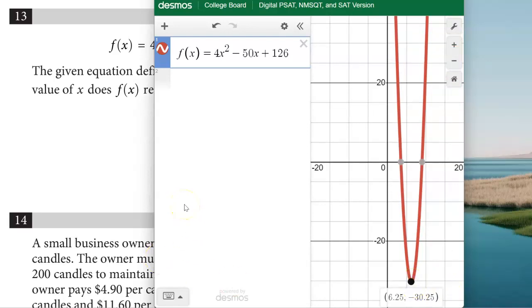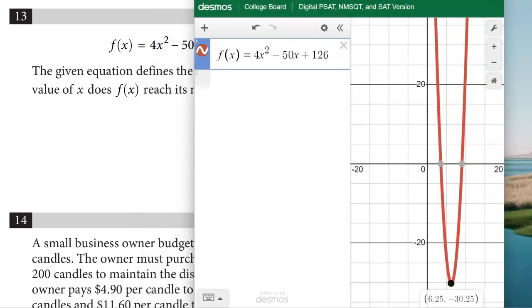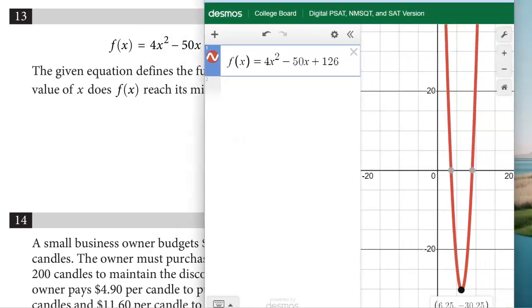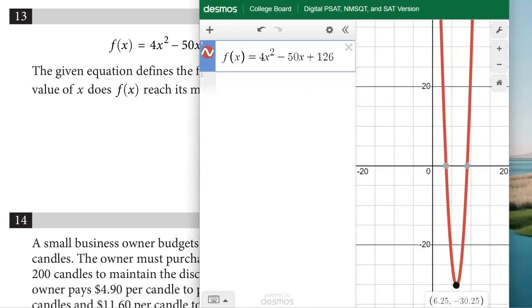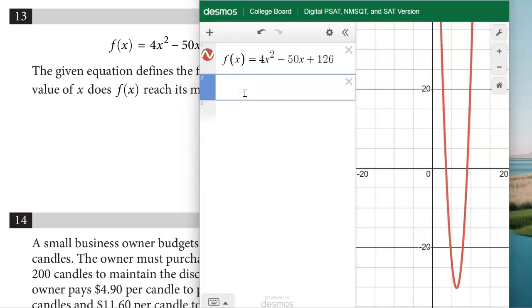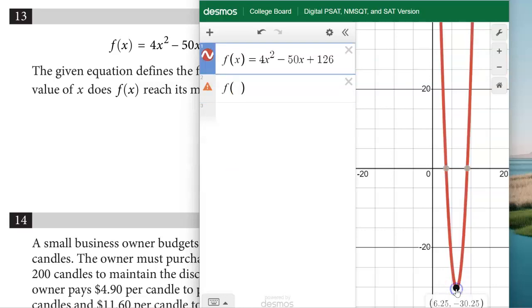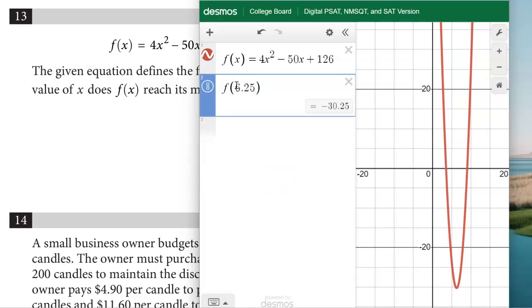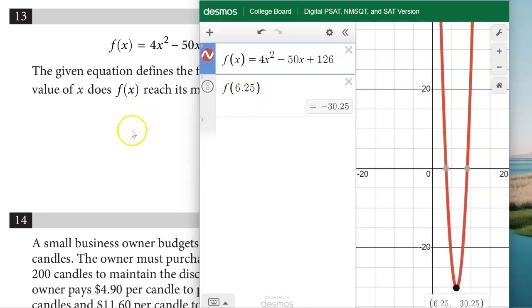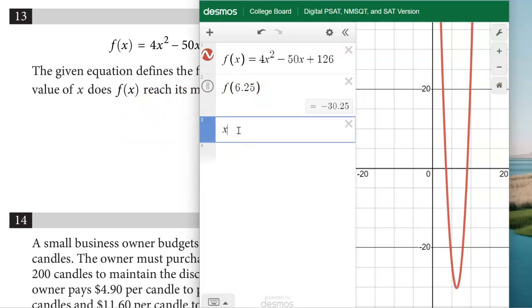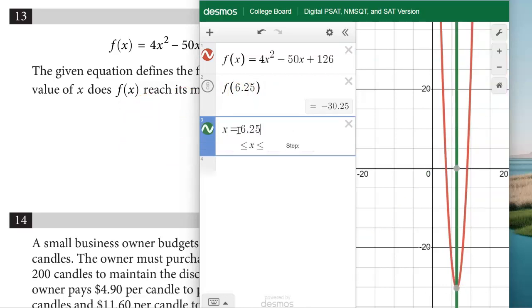So the value for the minimum is negative 30.25. That is the y coordinate, but it doesn't say find the minimum. It says find the value of x, where f of x equals the minimum. So f of x, let's see, what was the x? 6.25. If you type f of 6.25, you can actually see it right here. Negative 30.25 is the lowest point on this graph. So the correct answer is x equals, you can type this in as well, 6.25, and it will intersect the minimum.